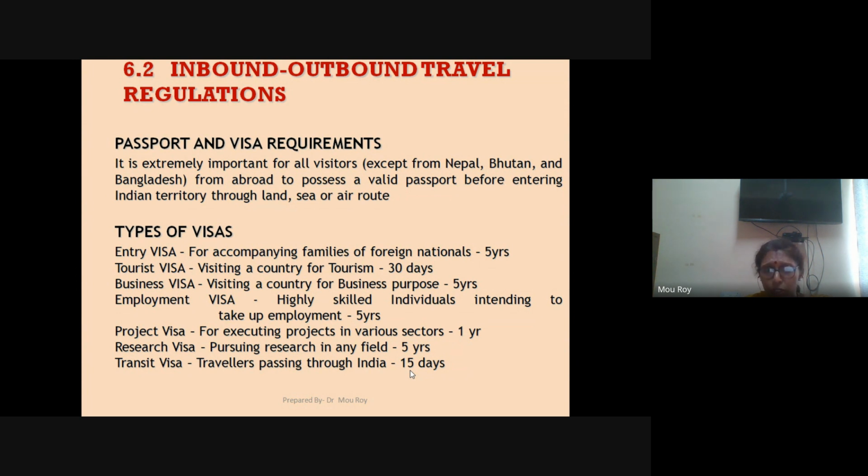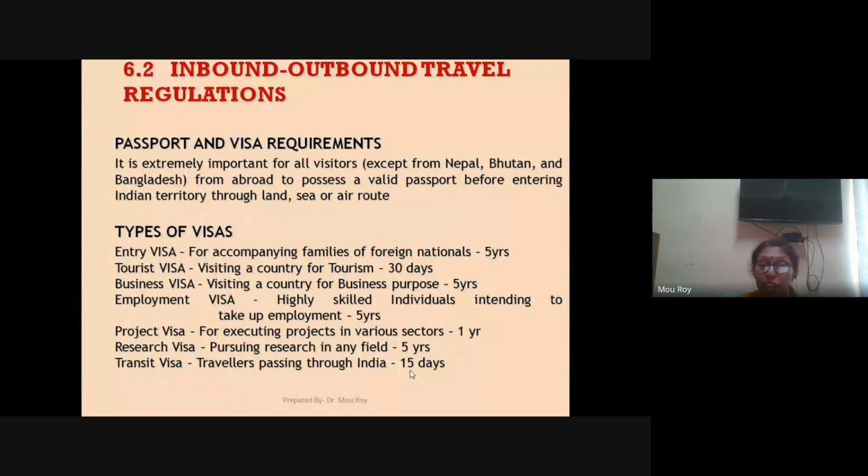Then passport and visa requirements are also very necessary. For any tourist or visitor traveling from one country to another, you need to have the passport details and the visa details. The passport contains the date of issue and date of expiry, and it must be valid. If you are visiting a different country, the validity should be there. Your visa mentions how many days you'll be visiting that country. There are different types of visas: tourist visa, business visa, and employment visa. Those who are students get a student visa, those just holidaying get a tourist visa, and those on official purpose get a business visa.